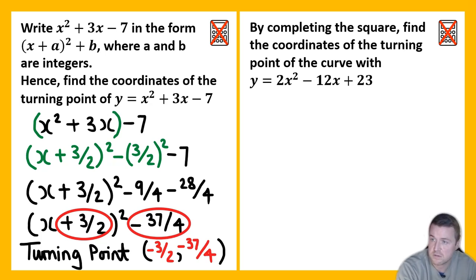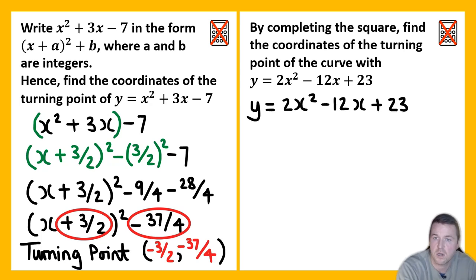For the second question, we need to find the coordinates of the turning point of the curve with y equals 2x squared minus 12x plus 23. We'll only be able to use the same methods as in the previous questions if we have part of the original quadratic in the form of x squared or 1x squared rather than a coefficient greater than 1, such as 2x squared. So when in this position, we'll need to take a factor of the coefficient of x squared out.